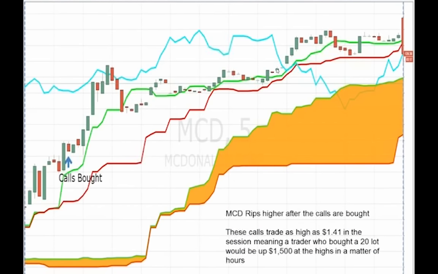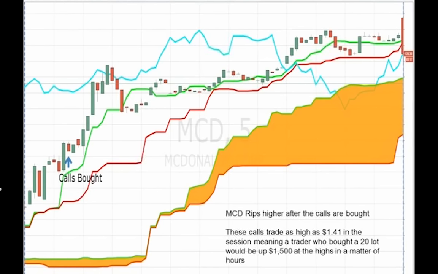And by the end of the day, they traded as high as $1.41, doubling in value, more than doubling in value. A trader that would have bought a 20 lot of these would have been up $1,500 at the highs in a matter of hours by following this unusual options activity. So you guys all see how that works there?